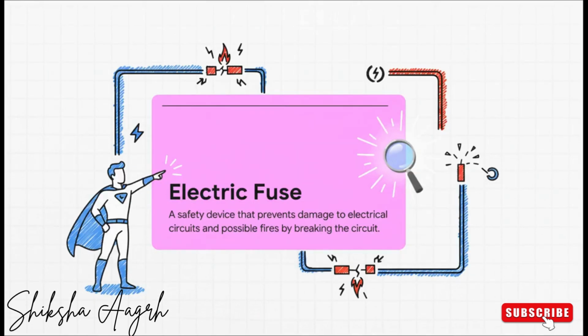So what we needed was a hero, a guardian for our circuits. And that hero is the humble electric fuse. It's such a clever little safety device. It's basically designed to be the weakest link in the chain on purpose. Inside, there's this special wire that has a really low melting point. It's literally designed to fail.